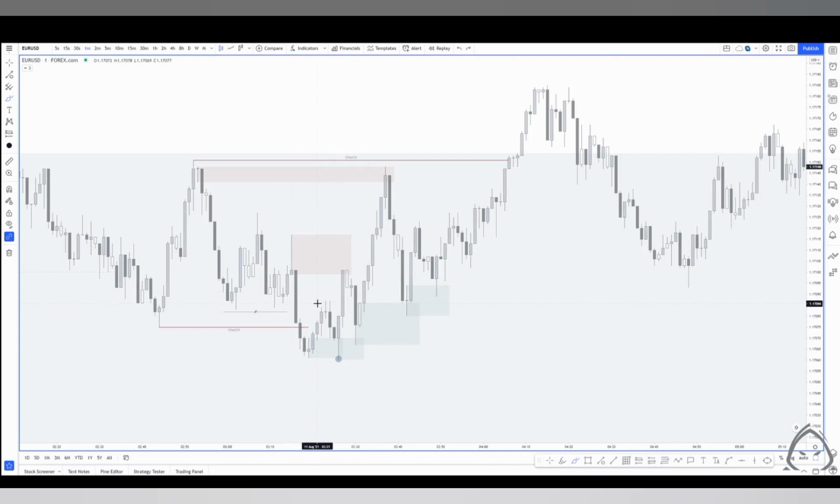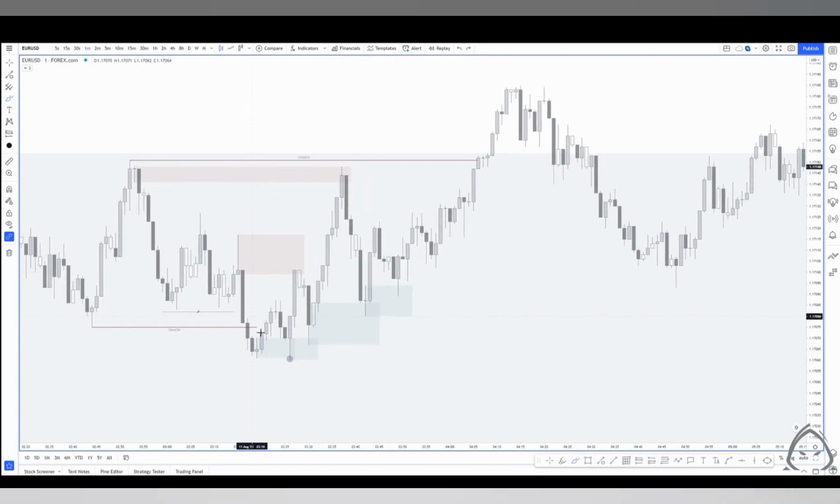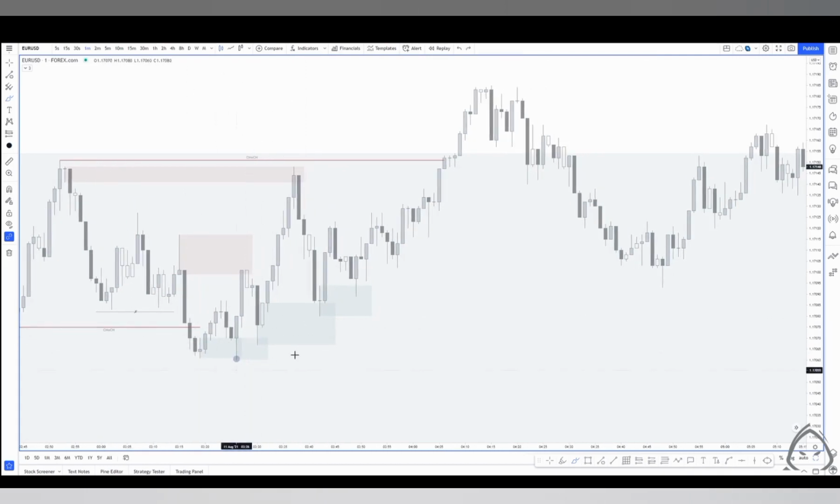Have we broken any structure? No. Have we swept liquidity? Yes. Therefore, valid POI. Would you look to trade that? Probably not. That's pretty aggressive to look for a trade there, but we're starting to use that as a basis. Now what we can see is this point right here. Did we break structure? Yes. Did we sweep liquidity? Barely, but yes, we did. And have we mitigated something? Yes, we have. Okay, now we're starting to see valid, very valid points of interest, demand zones taking place.